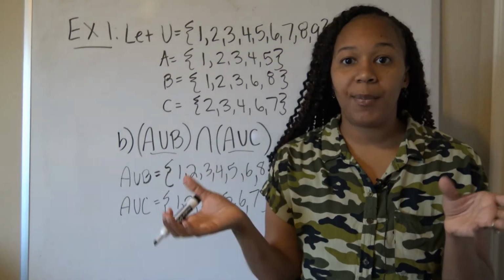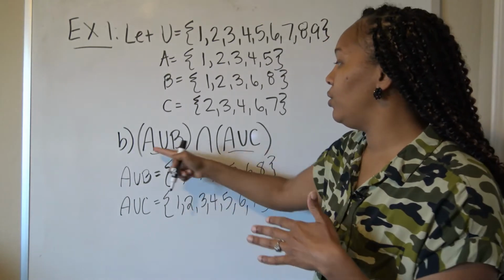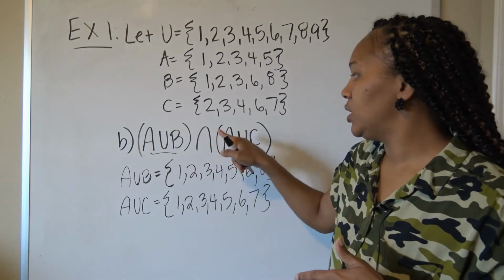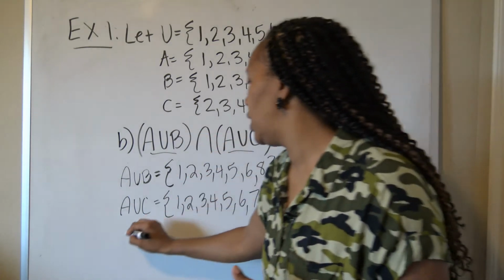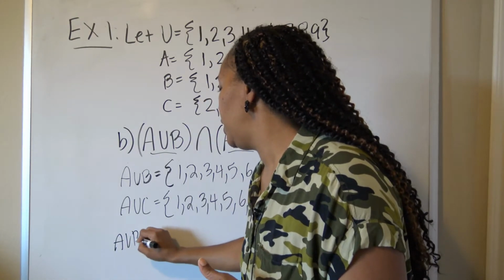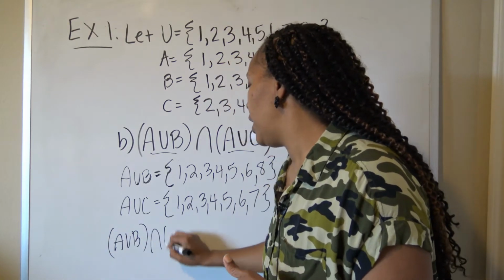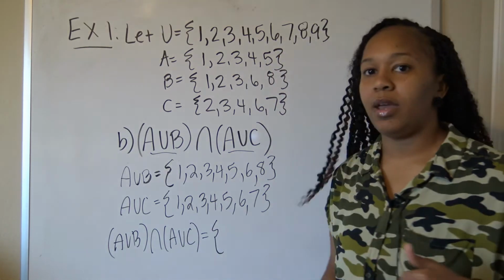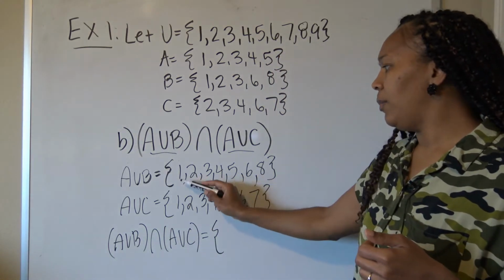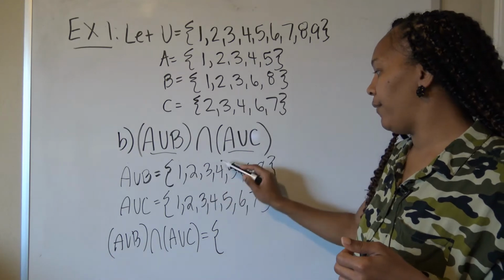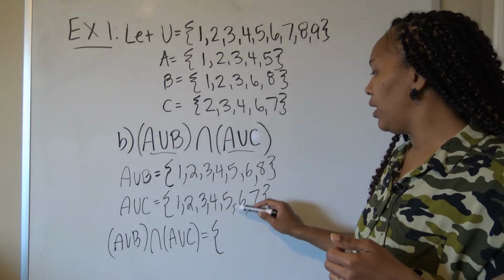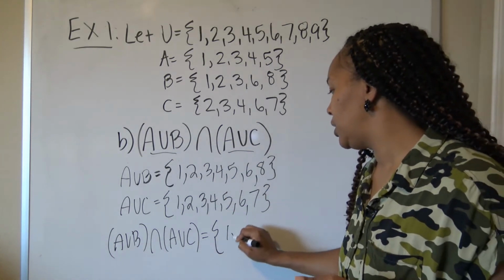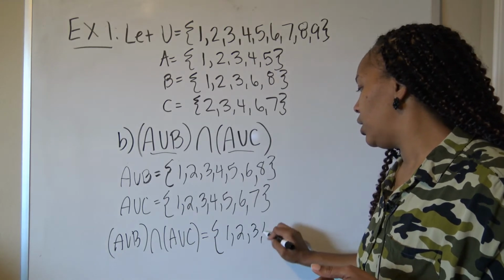So we've done the operations in parentheses. Now we want to do the overall operation, which is to take the intersection of those 2 sets: (A union B) intersect (A union C). We're going to look at these 2 sets and see what they have in common. They both have 1, they both have 2, they both have 3, they both have 4, they both have 5, and they both have 6. So that set will look like this.